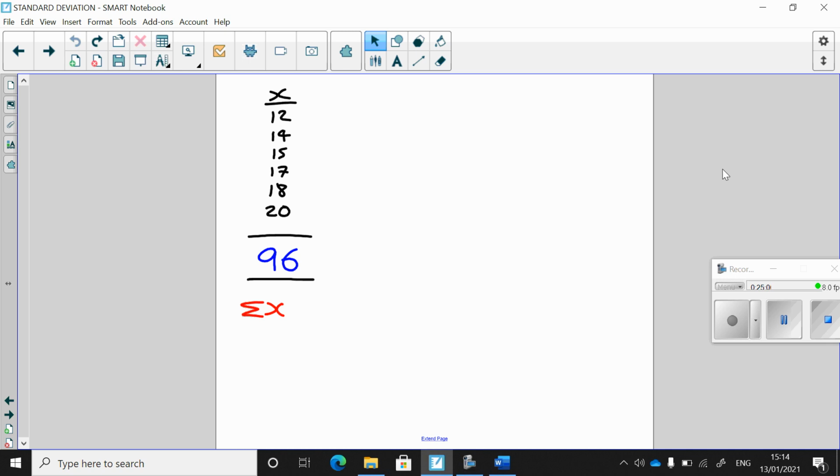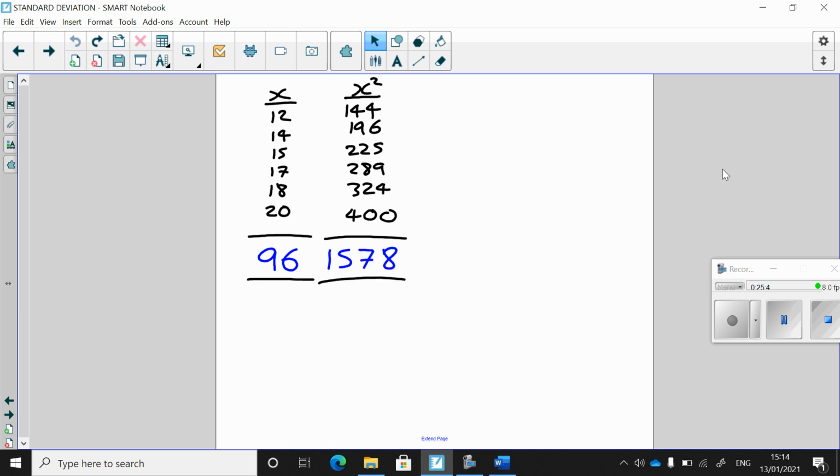Right. Okay. So I need another column here. So I'm going to take all my x numbers, those 6 numbers, and I'm going to create another column. So I'm going to square 12, square 14, all the way down to 20 and square that. Right, so that's 12 squared. That's 14 squared. Just keep going down. And once we've got all our numbers, with your real hands-on scientific calculator, add them up and double check it. There you go.